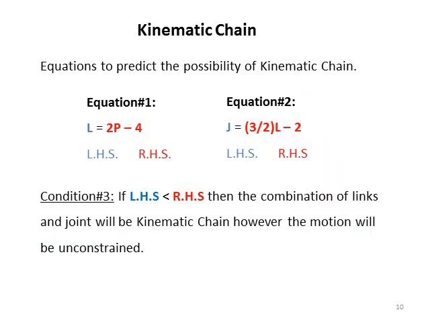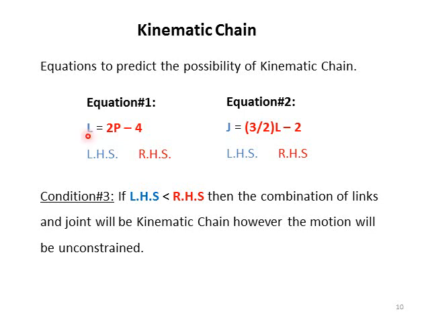So let's see condition number 3. What does condition number 3 say? If the left hand side of the equation is less than the right hand side. As you can see, in equation number 1, L is equal to 2p minus 4. L is the left hand side, and 2p minus 4 is the right hand side.